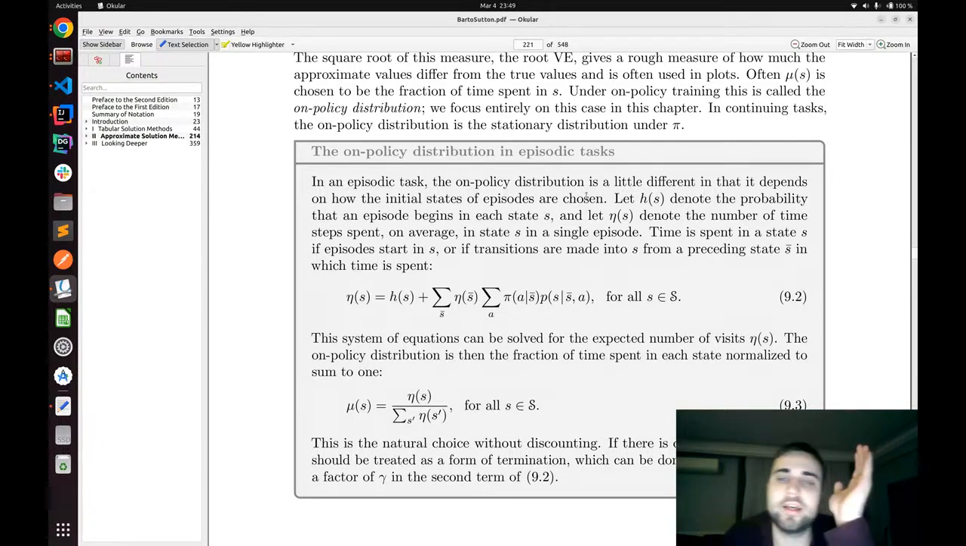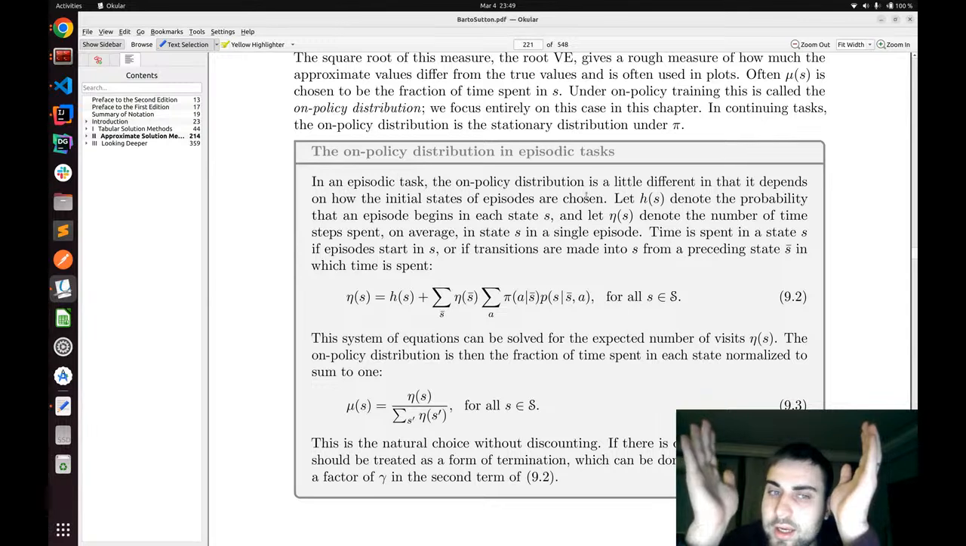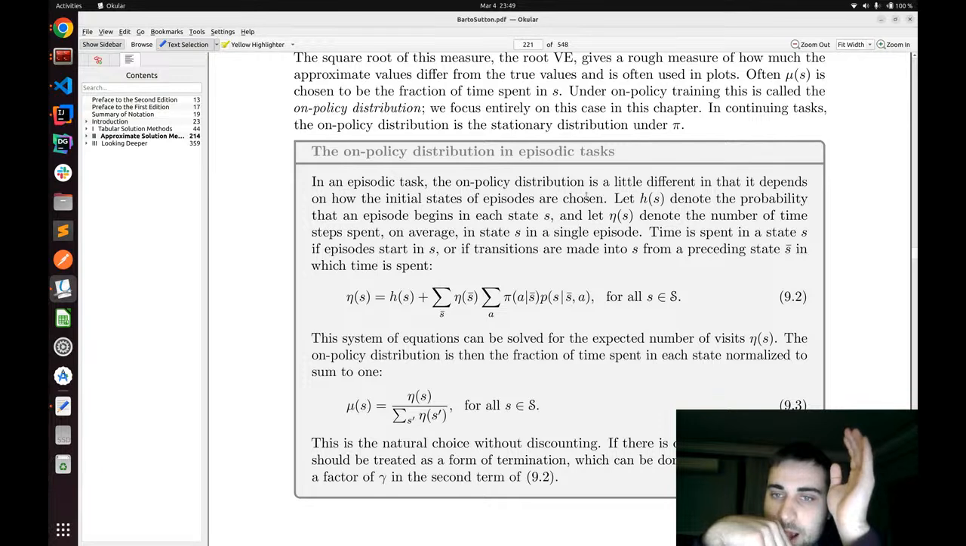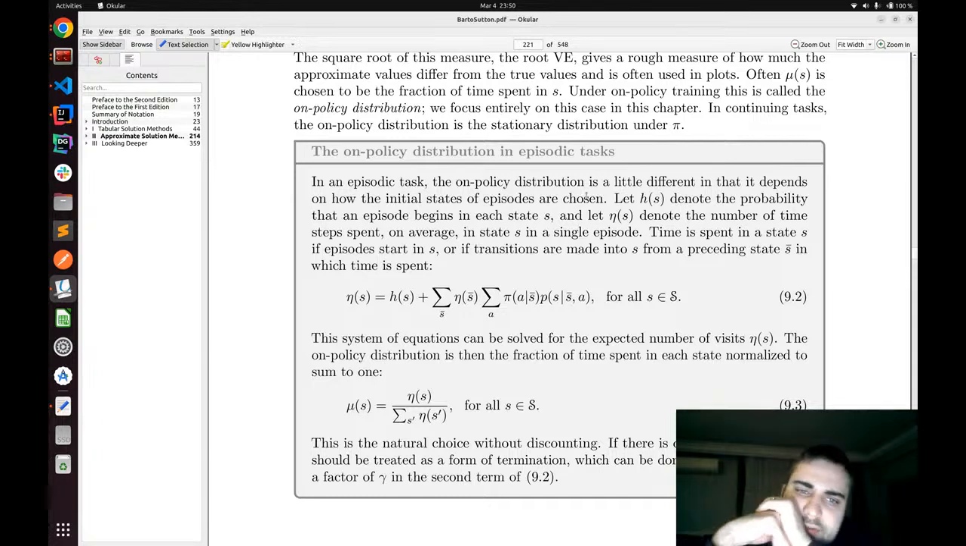So you got the beginning, anything in between. Time is spent in a state s if episodes start in s, or if transitions are made into s from a preceding state s prime. It's not possible. Why do you need the first probability then?